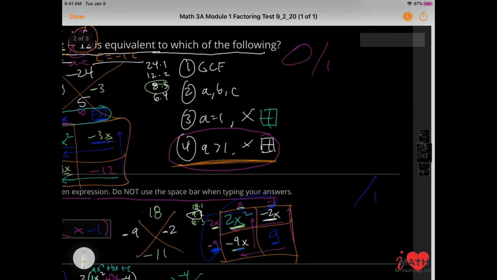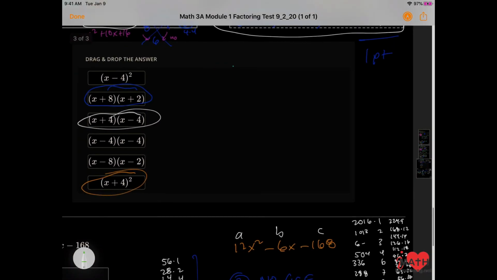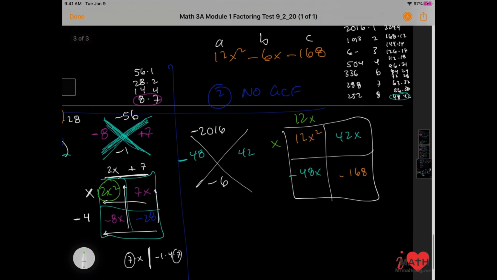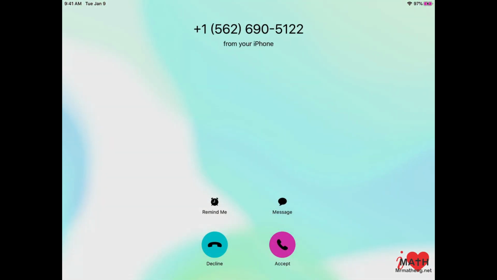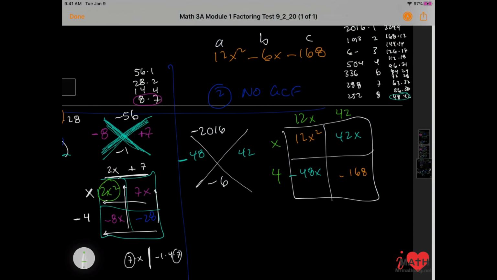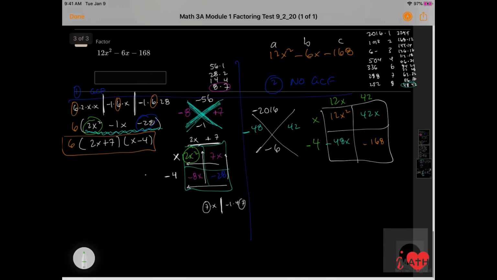So that means, hello, what happened? It's okay. This has to be 42. And then, let's see, this would have to be a 4. And this would have to be a negative. I don't know who that was. Negative 4. And negative 4 times 42 gives me negative 168. Okay, this is good. This is good. All right. So we're almost done there.